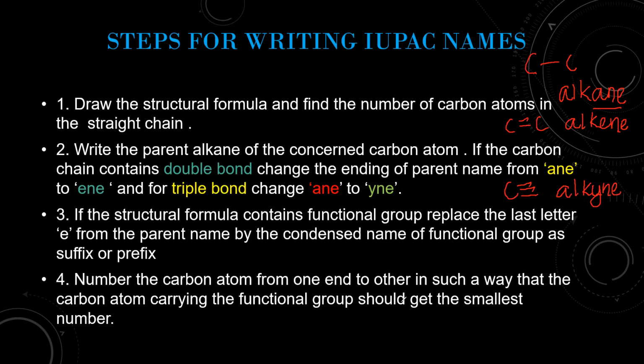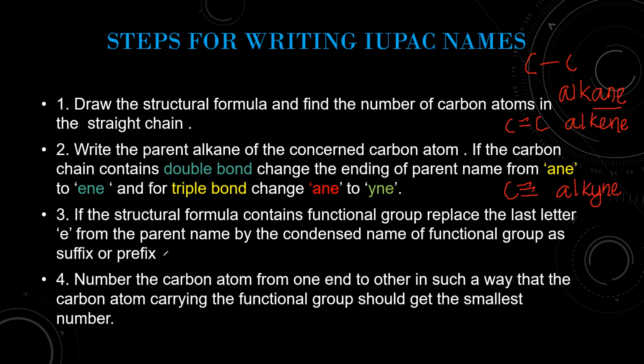The next step is, if the structural formula contains a functional group, replace the last letter E from the parent name by the condensed name of the functional group as suffix or prefix. In the last table, we have learned about that. According to which functional group is coming, we have to add it as suffix or prefix. If halogen is coming, we have to add it as prefix. Rest all the compounds we learned in the table, we are adding as suffix.